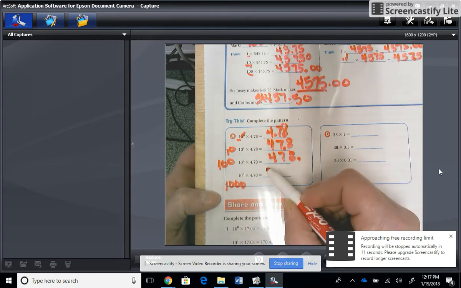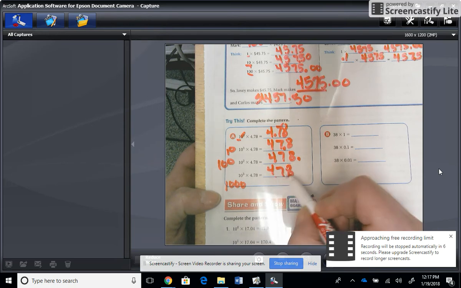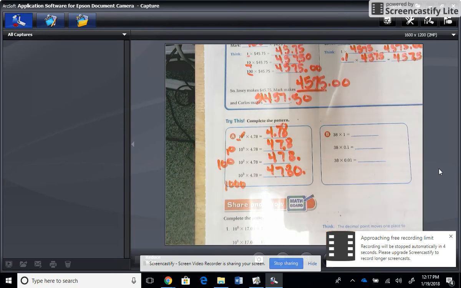10 to the third power is 1,000, so we have 478. We move it 3 places, 1, 2, 3. I have to add a 0 to do that.